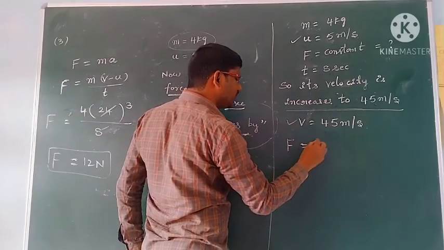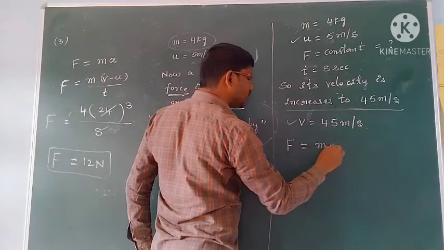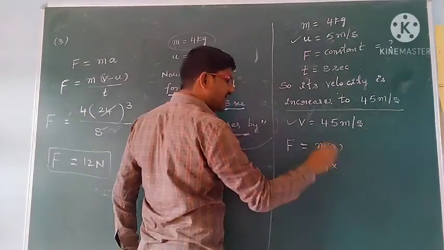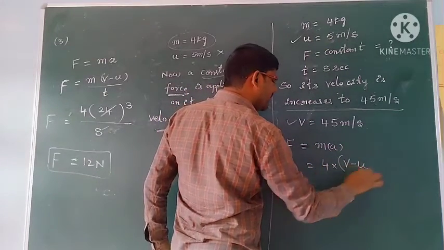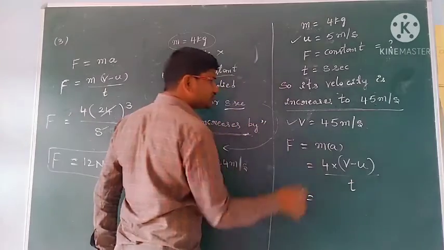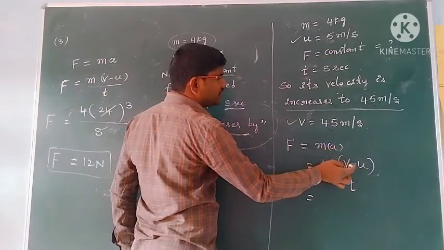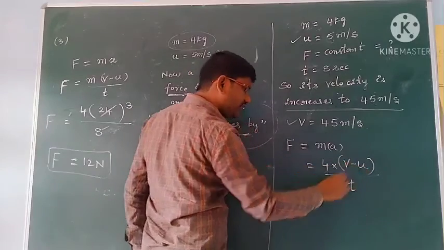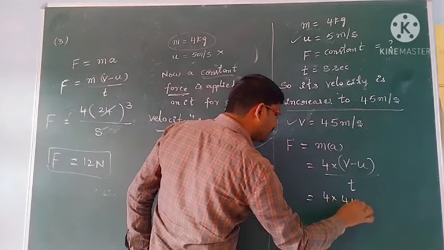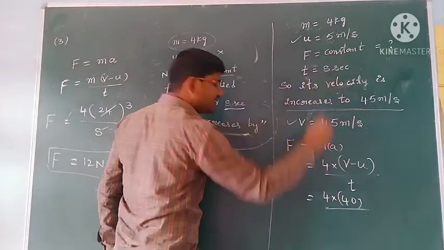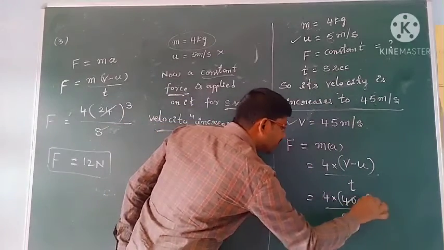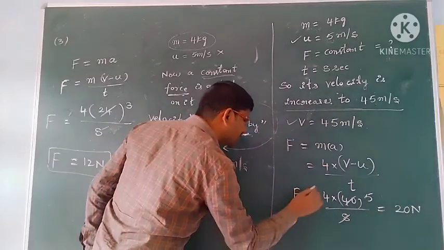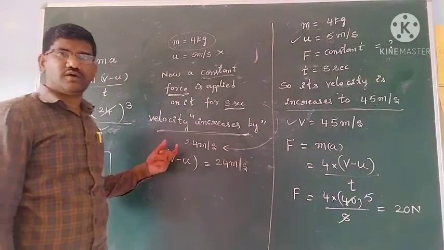Then force is equal to, you write mass into acceleration. So mass value you are writing 4, and acceleration value you are writing v minus u by t. So finally, 45 and initial is 5. 45 minus 5, 40. Then 4 into 40, and the time interval is 8 seconds I gave. 8 5s are 40. 5 into 4, you will get 20 newtons is the force acting on it. Okay students, this is one important point.